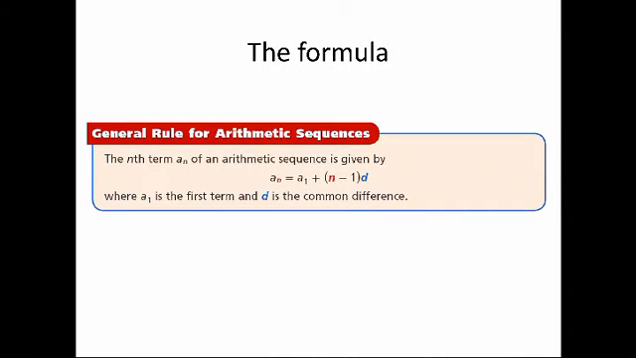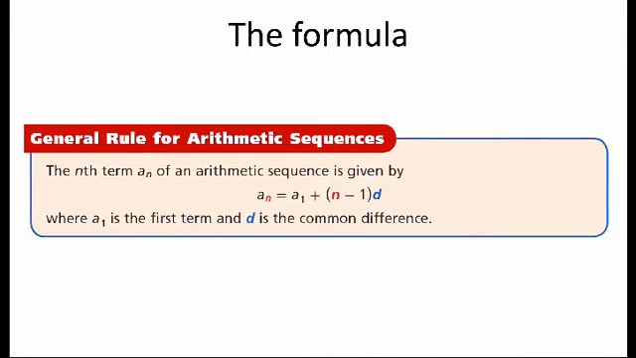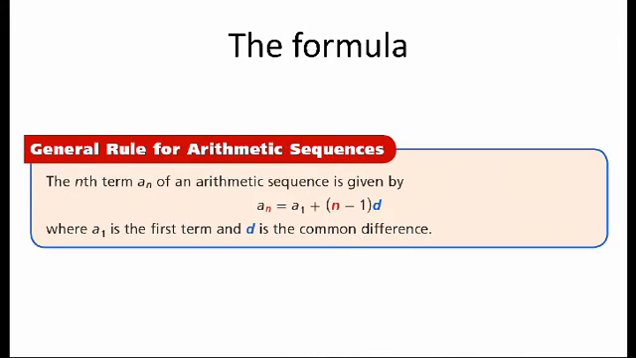Here's a general rule. We talked about how to write explicit rules for certain sequences. This one's going to be the pattern we're going to use for arithmetic sequences. The nth term, a sub n, of an arithmetic sequence is given by this equation: a sub n equals a sub 1 plus n minus 1 times d. Sometimes I'll see people write it like this, and this is acceptable as well: a sub 1 plus d times n minus 1. Some people like thinking about it that way. So a sub 1 is the first term, and d is the common difference.